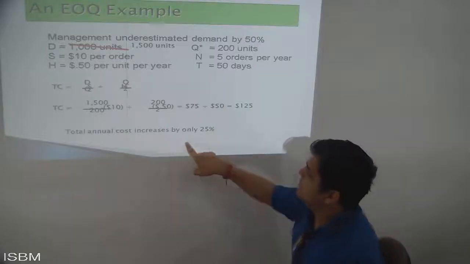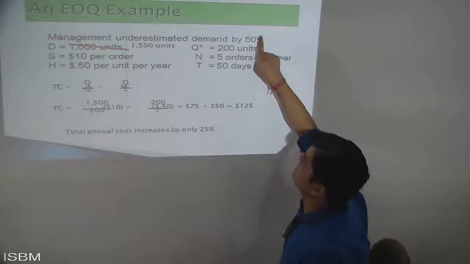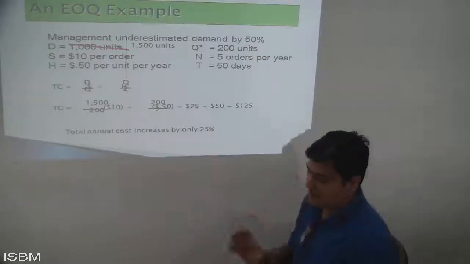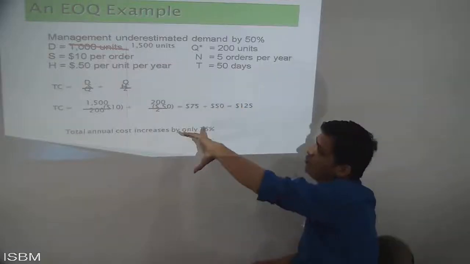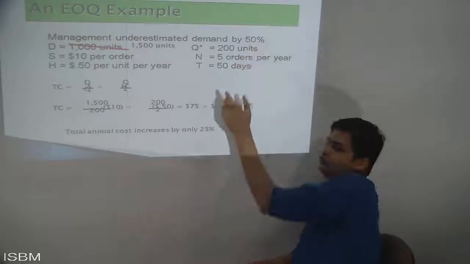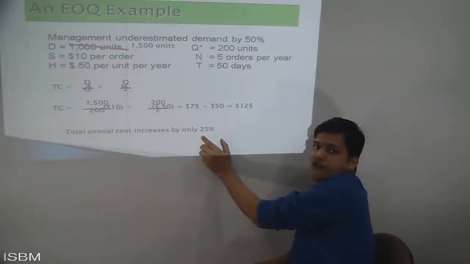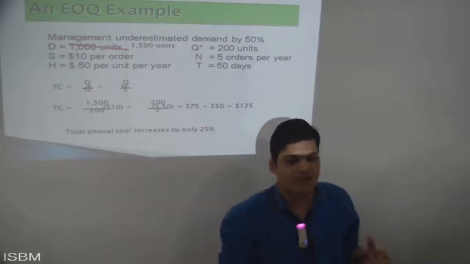So the total annual cost increased by 25%. If the demand is increased by 50%, how will the total cost change? If the demand is increased by 50%, the total cost will change by 25%. So we can calculate this with the help of the formula.